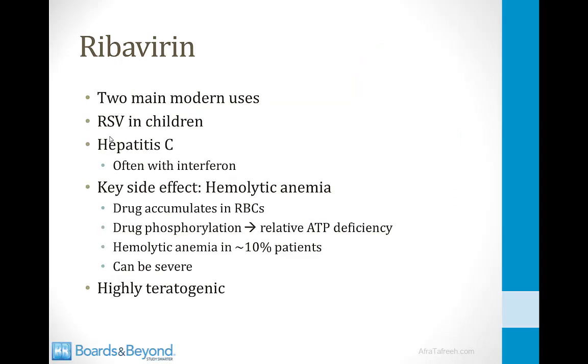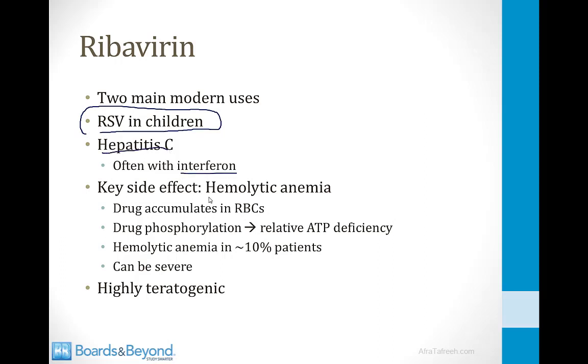Ribavirin has 2 main modern uses. The first is RSV infection in children. Now this is somewhat controversial because clinical trials have not shown a clear benefit, so it's generally not used routinely, but it's reserved for children who are very sick or immunocompromised. And then ribavirin can be added to interferon for the treatment of hepatitis C infection.